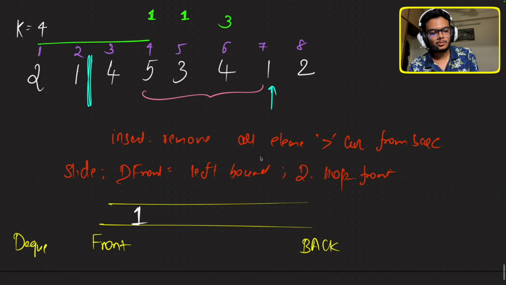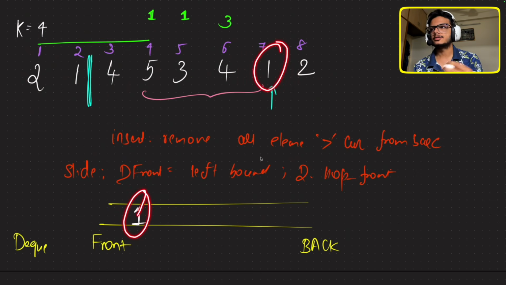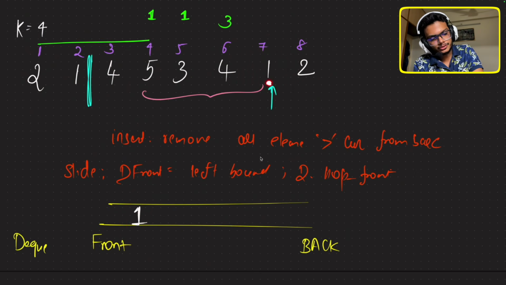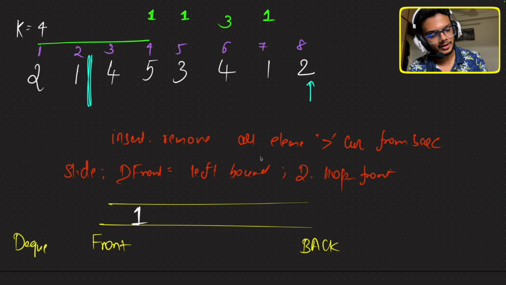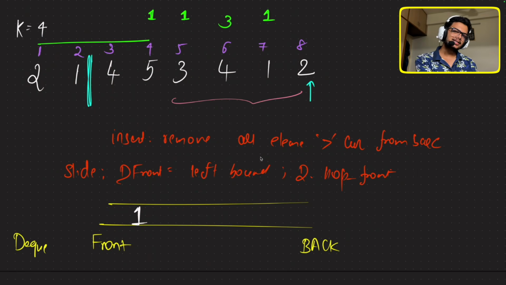Now, what is the minimum? It will be DQ's front, right? For the window of size 4 which ends at the 7th index, its minimum is 1, right? So 5, 3, 4, 1, you can see 1 is the answer. Then we move ahead. When you move ahead, you swap out 5, but 5 was not present in the queue, so nothing has to be done. And then you remove all the elements greater than 2 from the DQ, which are none. Then we add 2 to it. And what is the minimum of this window, guys? The front of the queue, right? So this will output 1.